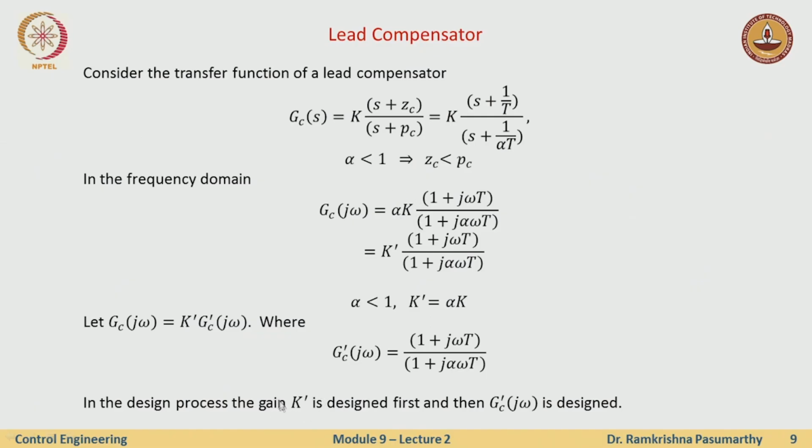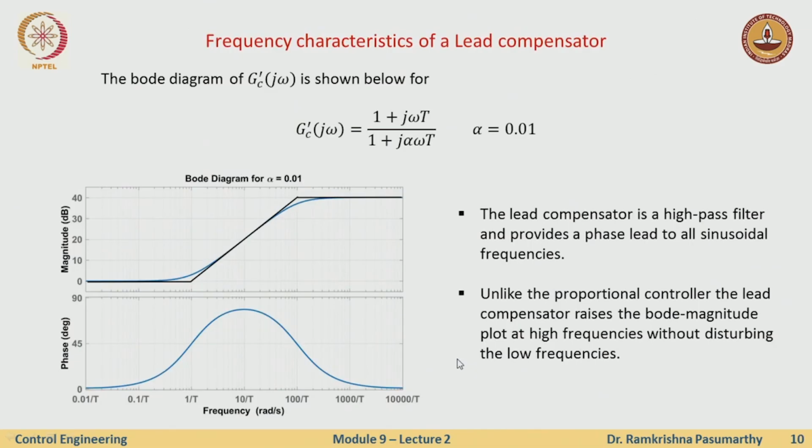So, first we design this k prime, the gain which ensures a desired steady state performance, and then I go about finding these numbers here. The unknowns are omega, the capital T, and alpha. Okay. So, just by making alpha less than 1, I know that the pole is to the left of the 0 on my complex plane. So, a typical Bode diagram, the asymptotic plot is given in black, it would look something like this. Okay. And then you see that the phase actually has a nice shape here.